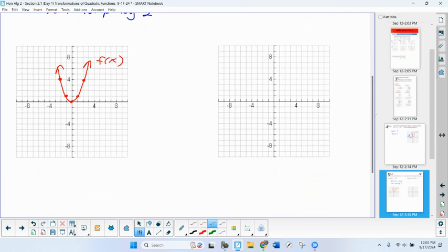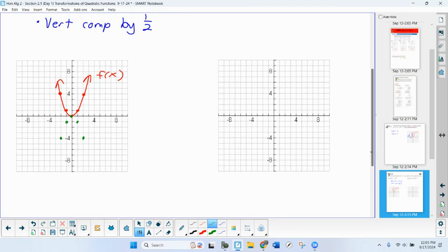This point, 4, is going to come down here to what? -4. This comes to 1, -1, that's 0, that goes to -1, and that goes to -4. Do you see how the green points just reflected it over the x-axis? Flipped it upside down. The hard part is a vertical compression by 1/2.